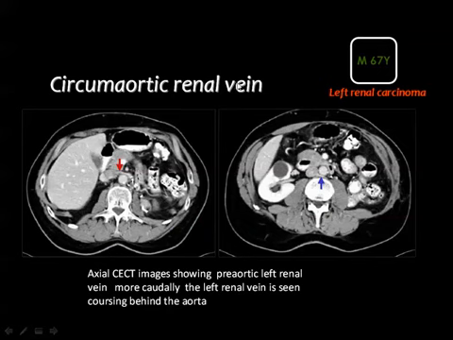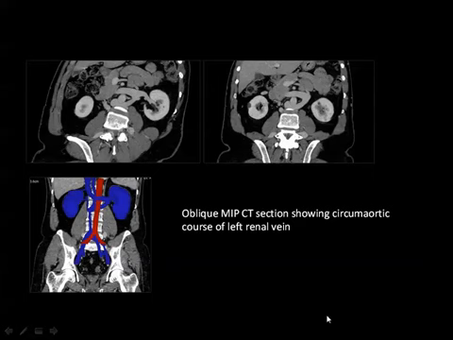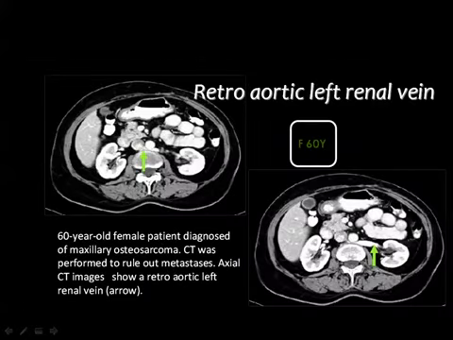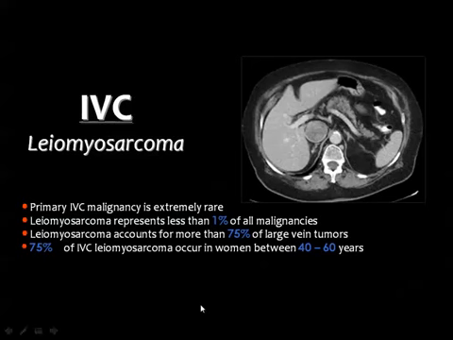Also, you may find a circumaortic renal vein, crossing posterior and anterior to the aorta, whenever you have the reconstructed images, and you can see this course of the renal vein in relation to the aorta. Also, one of the important issues to be reported in cases who are donating a kidney, and they usually perform a pre-operative renal angiogram, is that they should specify if the left renal vein of the donated kidney is crossing behind the aorta or anterior to the aorta. And in this case, you can see a retroaortic left renal vein.